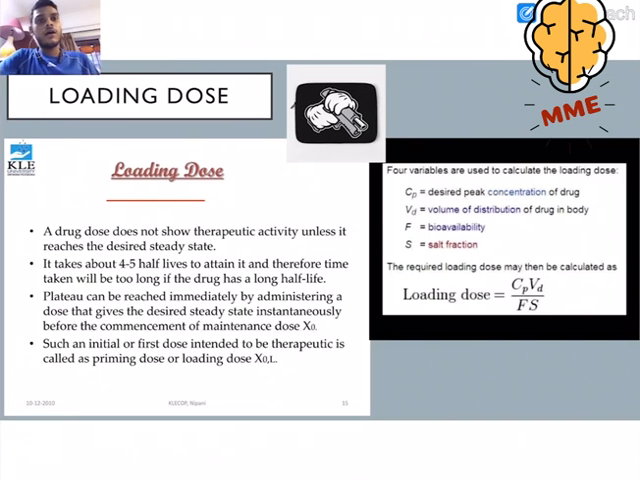And there is this formula of loading dose, which is given by Cp into Vd divided by F into S. You can neglect this S fraction, and you need not write it within your answer. You just write F. So C into V divided by F. C stands for desired plasma concentration of the drug, V stands for volume of distribution, and F stands for bioavailability of that particular drug. This is how you calculate loading dose, and you quickly attain your targeted plasma concentration.